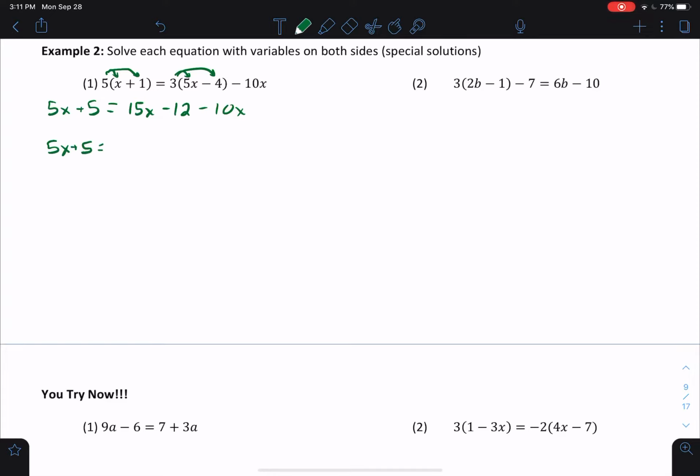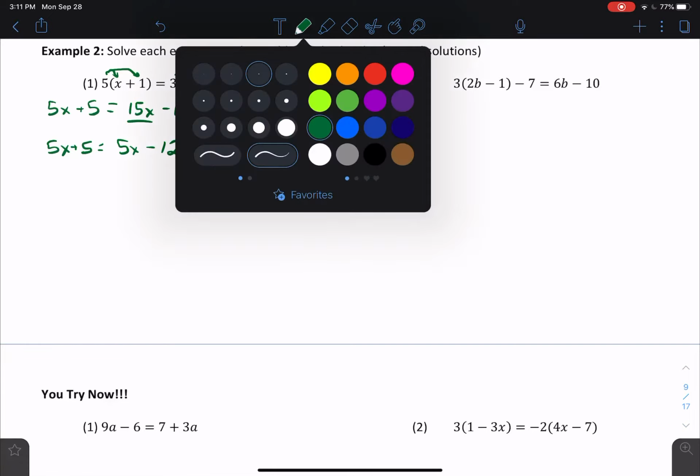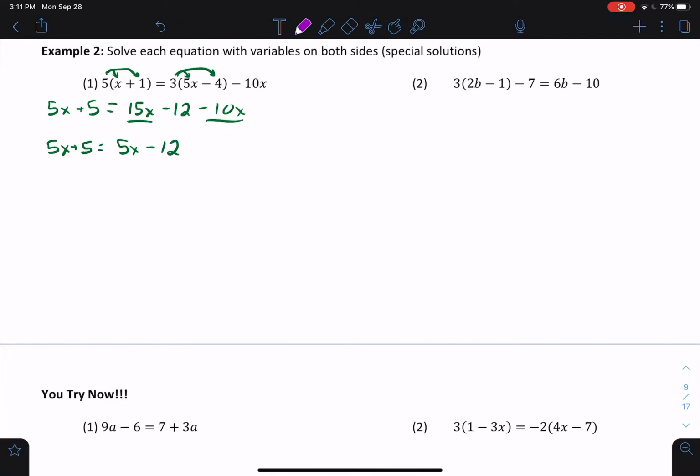On the right-hand side, I'm going to combine some like terms. 15x minus 10x, that's going to give me 5x. And then this minus 12 is just coming down, chilling for right now. So now we got to get our variables on one side. So I'm going to subtract 5x from both sides.